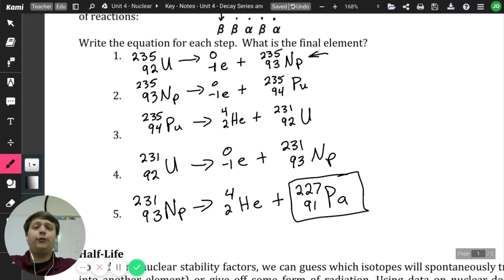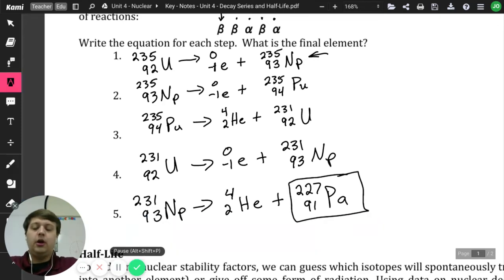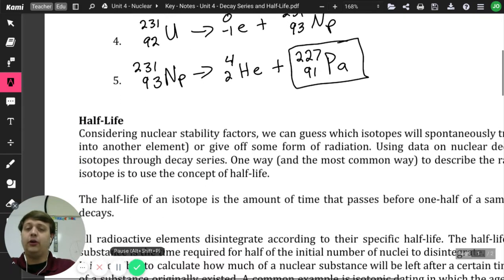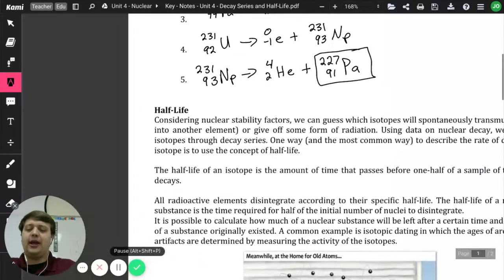So that's what we do for a decay series. We're basically just taking those decays that we have, alpha, beta, gamma, and we're going to go through them multiple times until we end up with the final one that we were looking for. Okay. All right, so now we're going to talk about half-life. Now that y'all know how to do decay series, let's talk about half-life.